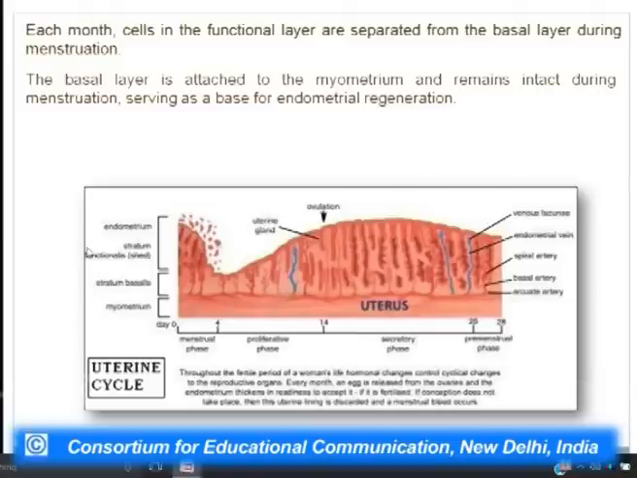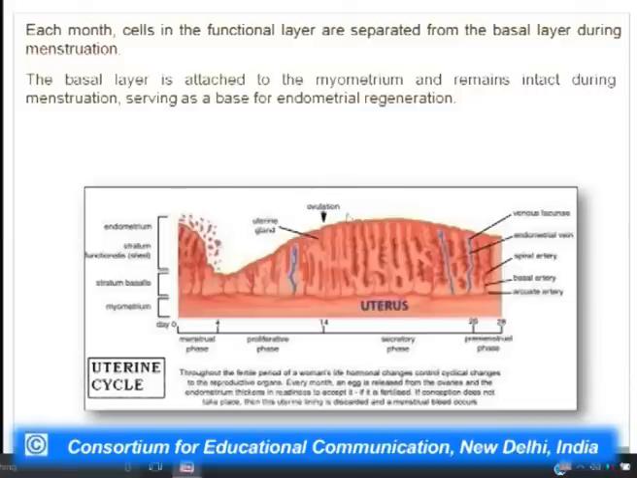During this proliferative stage, this stratum functionalis is again formed. Then uterine glands develop. This is the time of ovulation when the ovum is released from the ovary, and then you can see that this is the secretory phase. It secretes a lot of substances, and after that, in the premenstrual phase, the structure again deteriorates, and during the menstrual phase this is again shed off.